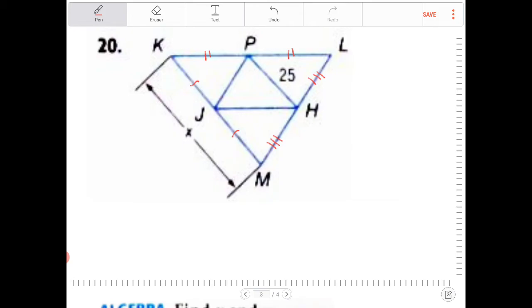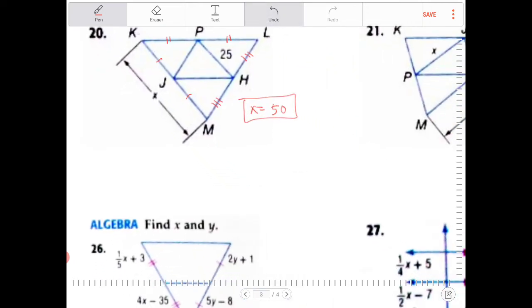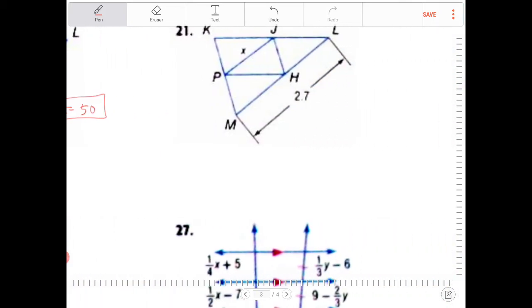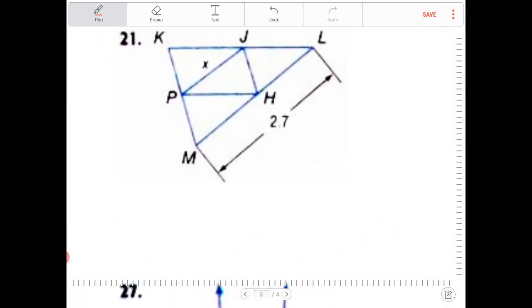So if that's the case, then x will equal 50 because this longer base is going to be double that of PH. And again, if LM is the longer base, then JP is going to be half of that. It is going to be 1.35. So JP is equal to 1.35, again because we're dealing with mid-segments.